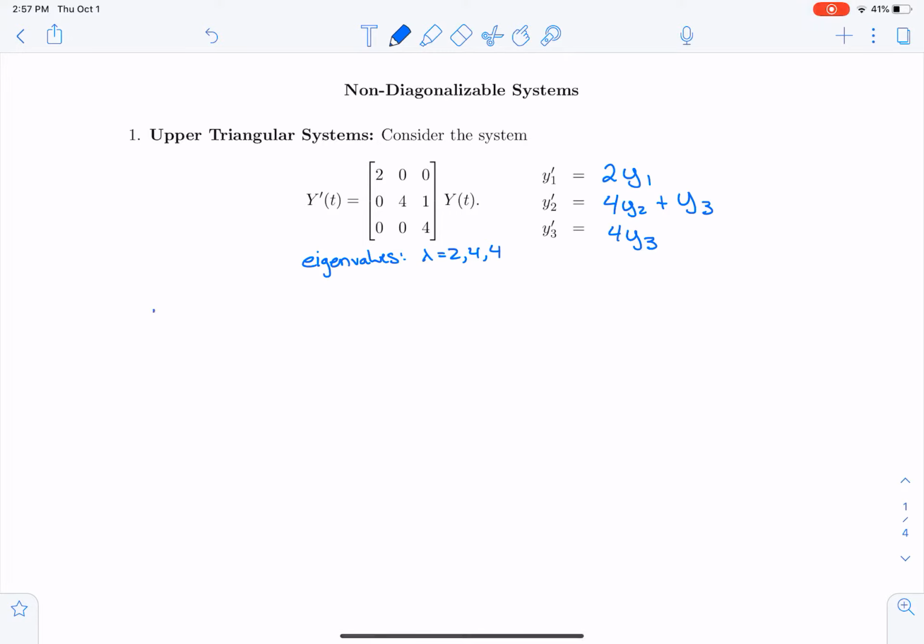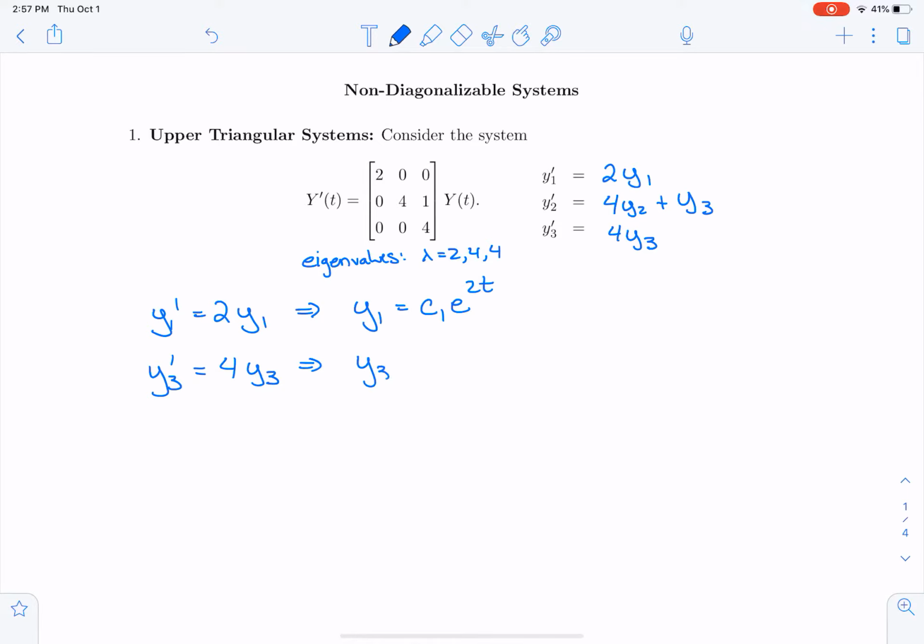Okay, so we have y1 prime equals 2 times y1, which tells me that y1 is equal to a constant, we'll call it c1, times e to the 2t. Now, y3 prime is equal to 4 times y3, and so it depends only on y3. And so y3 is equal to c3, we'll call that constant, times e to the 4t.